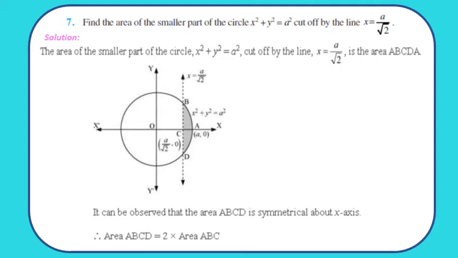So the smaller part will be what? A, B, C, D, A, the shaded region in the figure. We have to find the area of ABCDA. You can see that the entire area ABCDA is symmetrical about the x-axis. So the area of ABCD is equal to 2 times the area of ABC. So we are going to find the area of ABC and multiply it by 2.